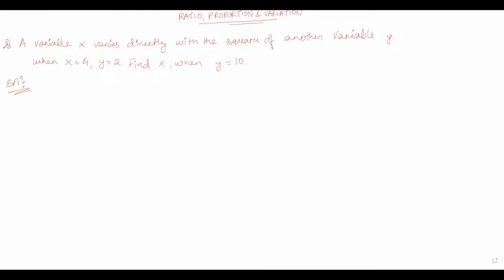Okay, so let us see this question now. A variable x varies directly with the square of another variable y. So when x is 4, the value of y is 2. So we need to find x when the value of y is 10.